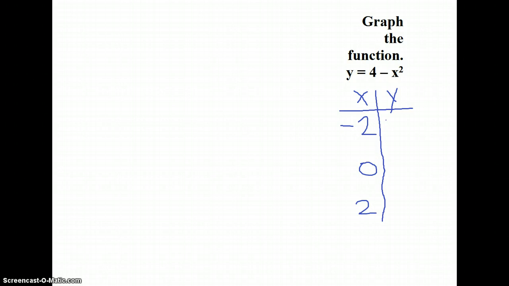When we plug in -2 in place of x, we have 4 minus, in parentheses, -2 squared. When we square -2, we end up with +4. But we still have that negative on the outside, so bring it down. Our y value is 0.